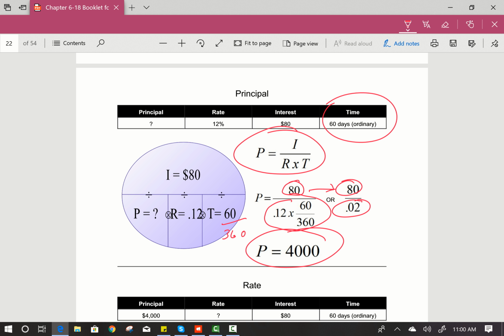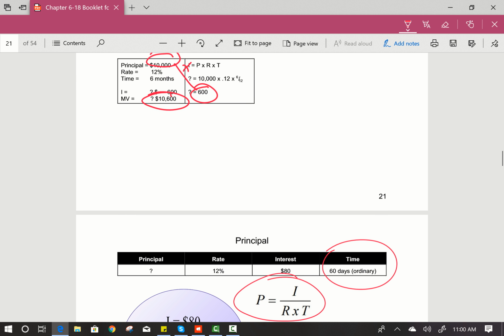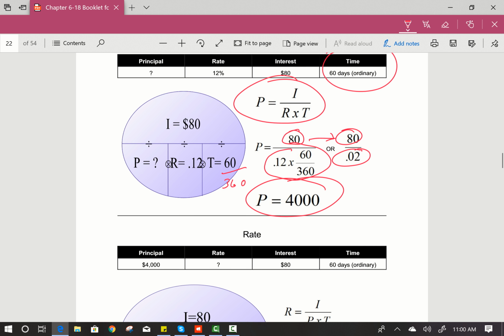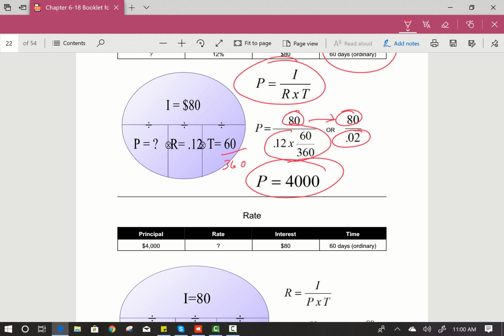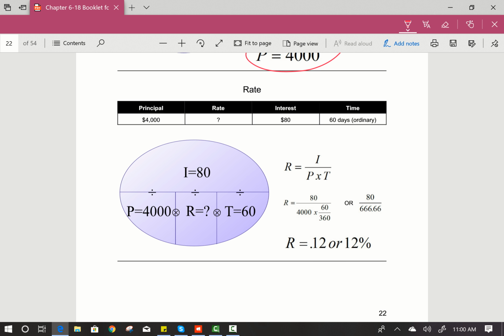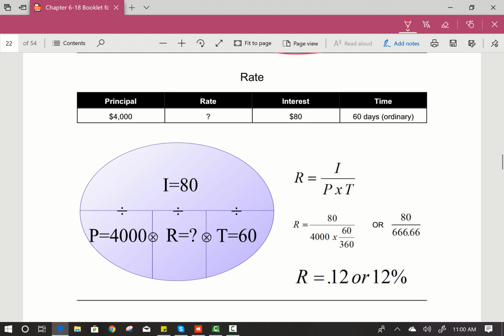Therefore, if I know that I paid $80 interest at 12% interest for 60 days based upon ordinary interest, or banker's method, then I'm going to put that over 360. With those particular pieces of the puzzle, I know that I invested $4,000, or I contributed $4,000 or paid, either way.